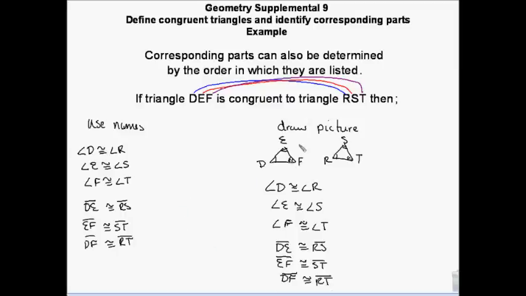Okay, so it's just a matter of preference. If you're more visual and the pictures help you to figure out which sides go together, then draw the pictures. If you can go with names only, then just use the names.